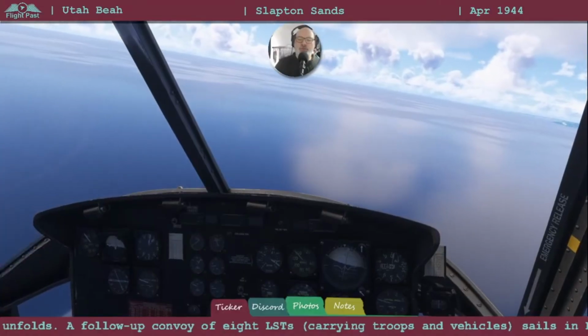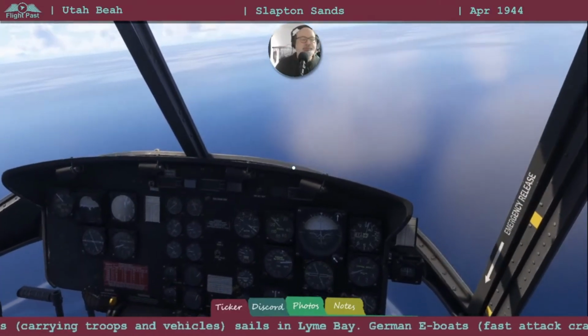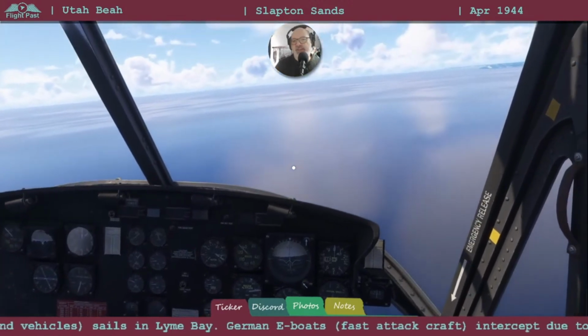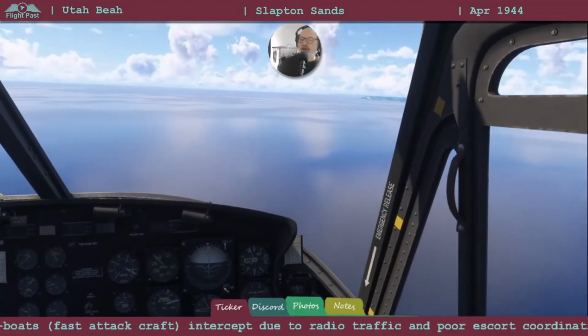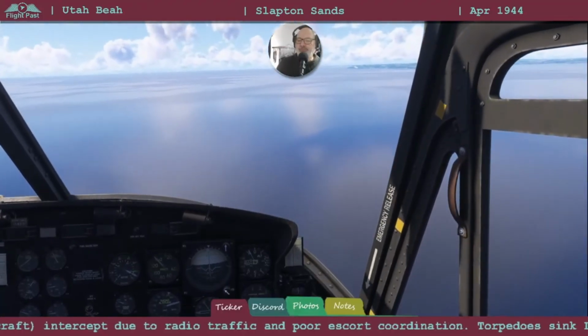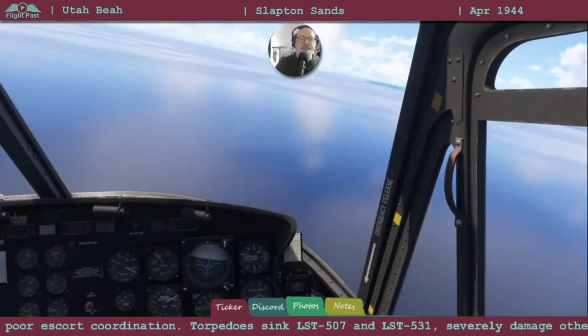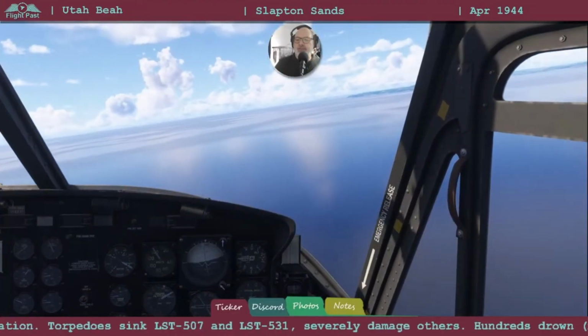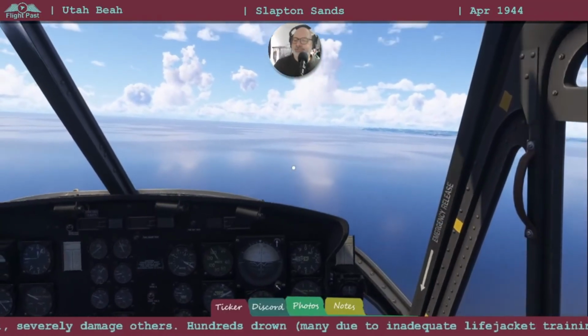And so they pushed through their attack on these boats. They're a little bit confused about the LSTs. They think they might be merchantmen. They're not sure, but they attack this convoy.